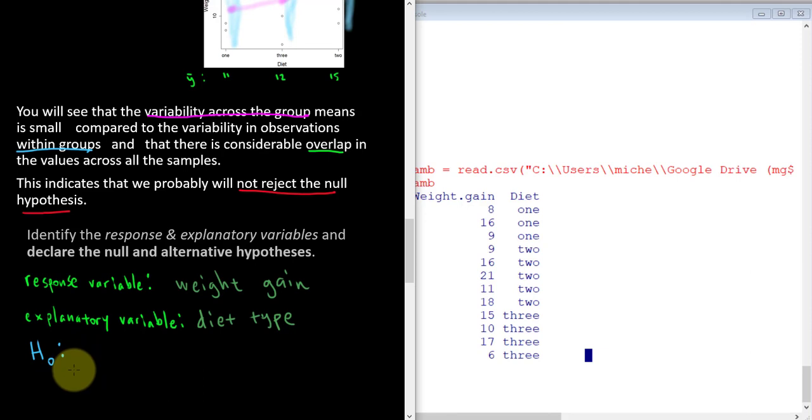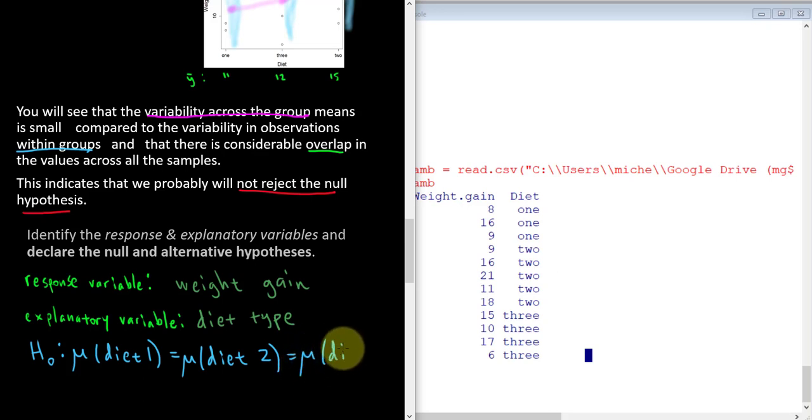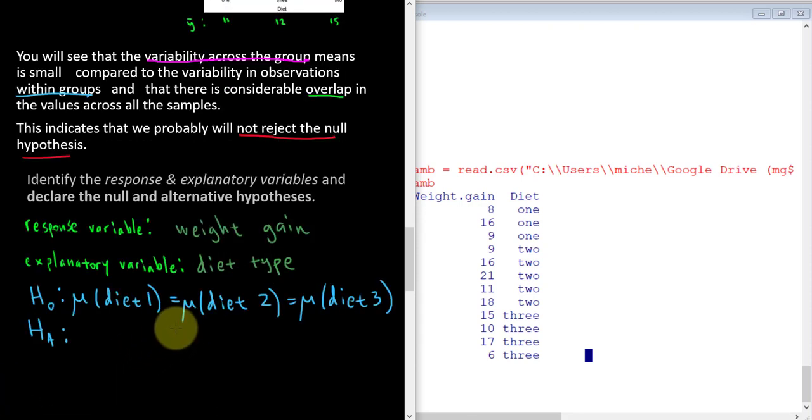ANOVA, like the two-sample t-test, we want to see if the means are equal. And here I'm going to say the mean of diet 1 equals the mean of diet 2, population mean, not sample mean, equals the mean of diet 3. In the alternative hypothesis, a common mistake is to say that they are all different.